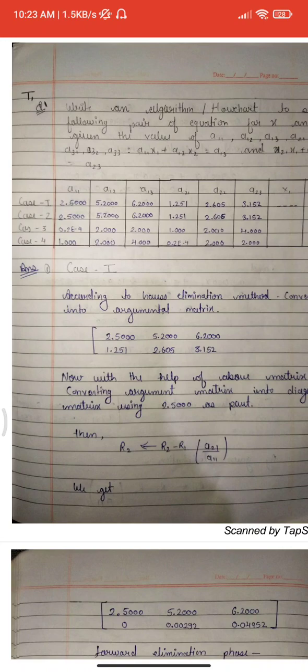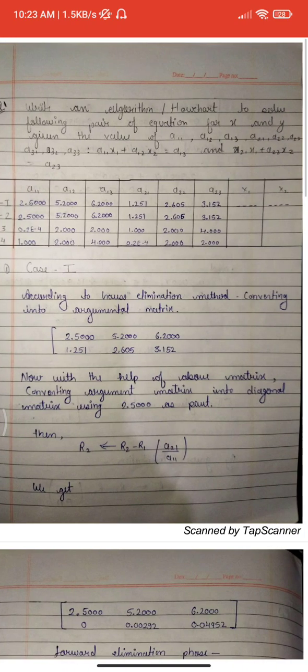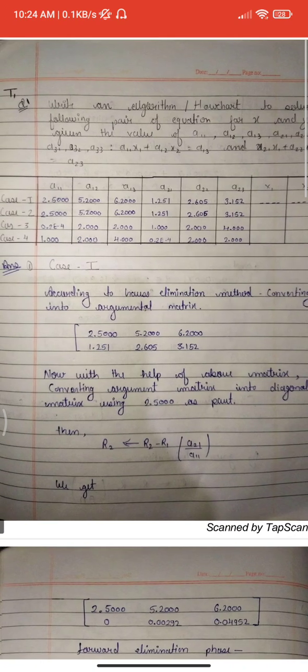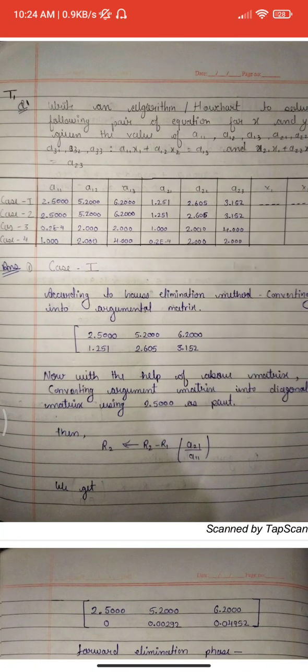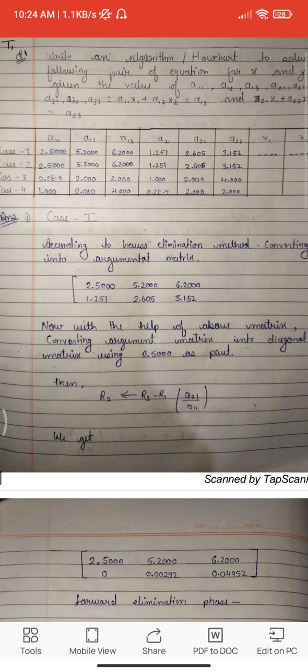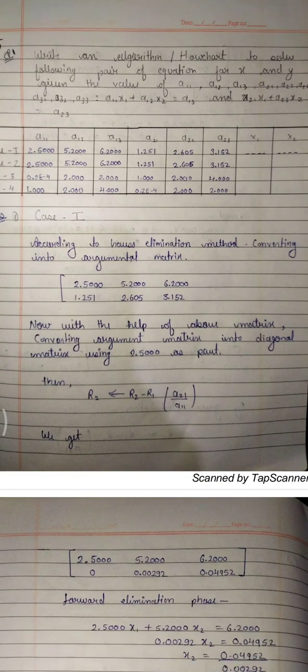So we'll start with case 1. According to the Gauss elimination method, we first convert it into an augmented matrix. In this question, all we need is to convert it into an augmented matrix, and then we have to convert it into a diagonal matrix using partial pivoting.